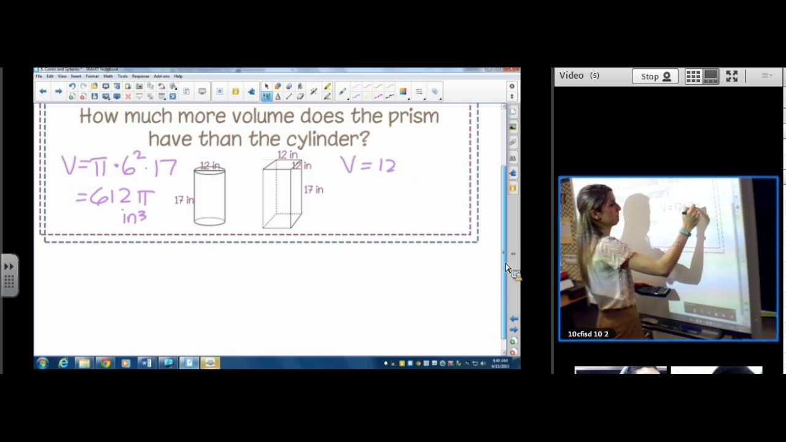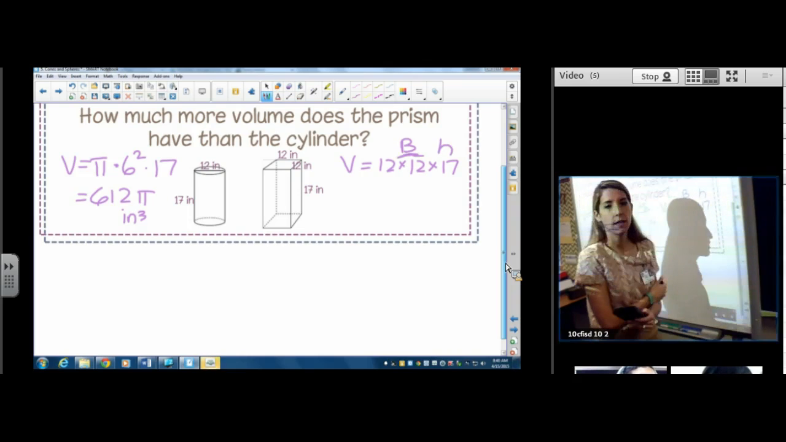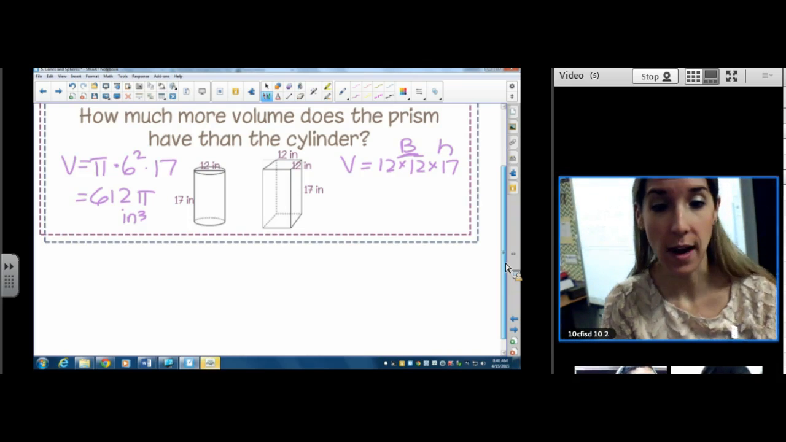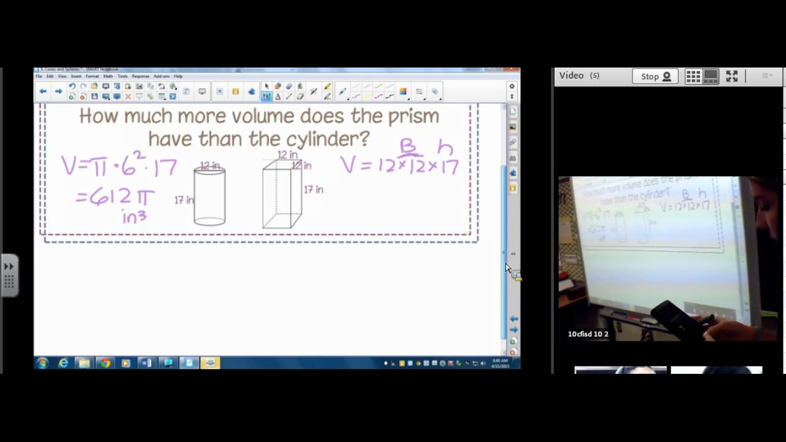Okay, now let's find the volume of the prism. It is base times height, but the base is a square. It's a 12 by 12 square. So 12 times 12 times 17. 144 times 17.